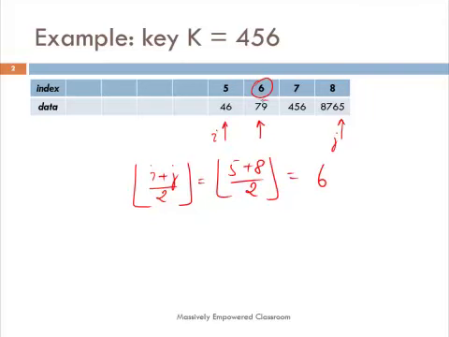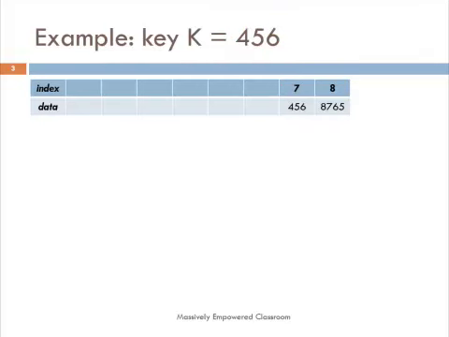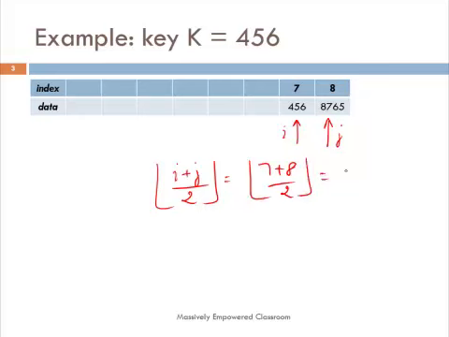So we compare the element at the midpoint, 79, with 456. Again the data element is smaller than the key, so the key cannot be present in this part of the array. So in my next attempt, we only have these two elements left. i is pointing to the 7th element, j to the 8th element. Again we compute i plus j by 2, floor of that. So 7 plus 8 by 2, floor is just 7. So the midpoint is 7 itself.